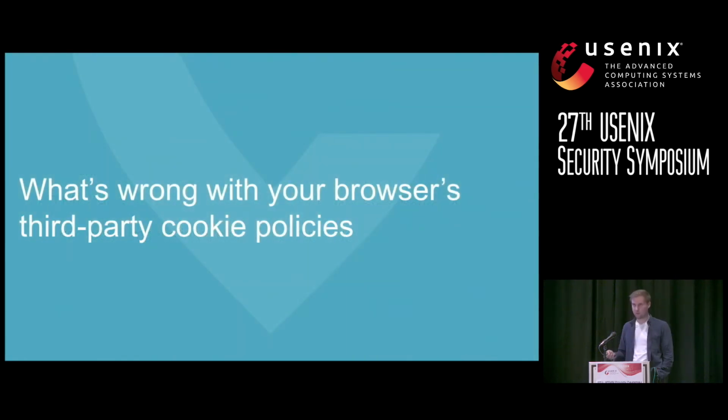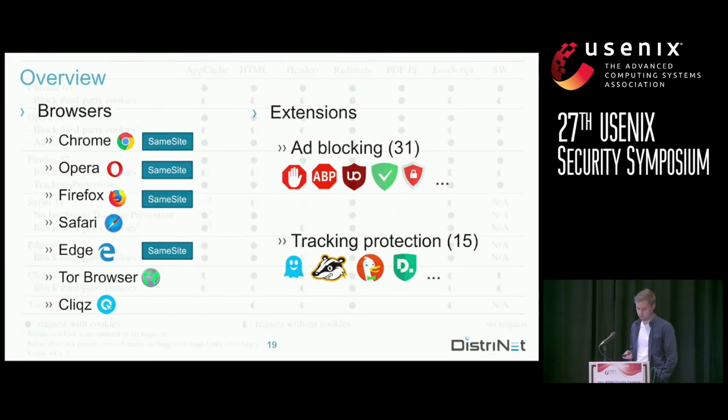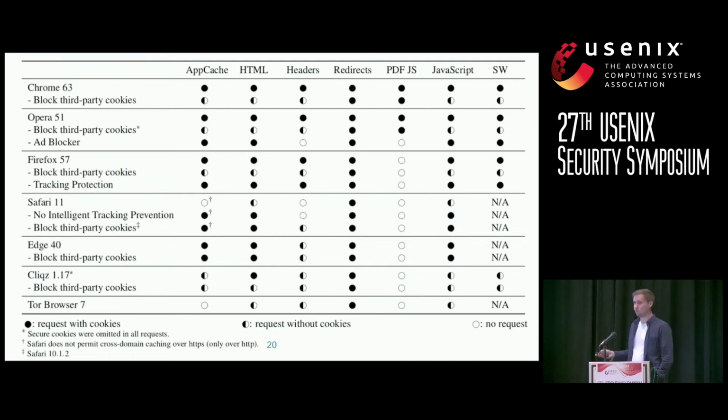So let's see what's actually wrong with your browser's third-party cookie policies. First, an overview. We tested 7 different browsers, of which 4 support same-site cookies, and 31 ad blocking extensions and 15 tracking protection extensions. So this is the data we got from testing the browsers and their built-in options.